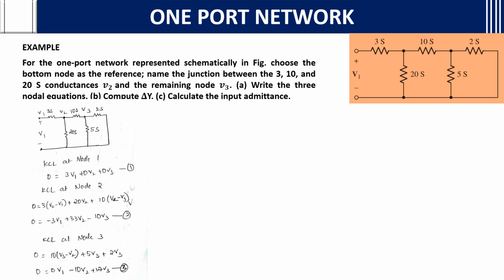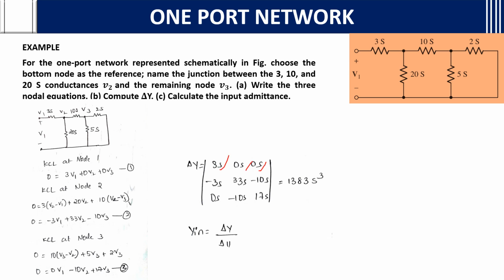But whenever it is in Siemens, it should be multiplied, 3 V1. Whenever it is in the form of ohms, 3 ohms, then you will write 0 equals V1 by 3. Keep that in mind. As they are in the admittance form, we just multiply. Why? Because admittance is the inverse of impedance. Then delta Y we will write in the same way. Here, in Siemens, we need to write 3, 0, 0, minus 3, 33, minus 10, 0, minus 10 and 17.